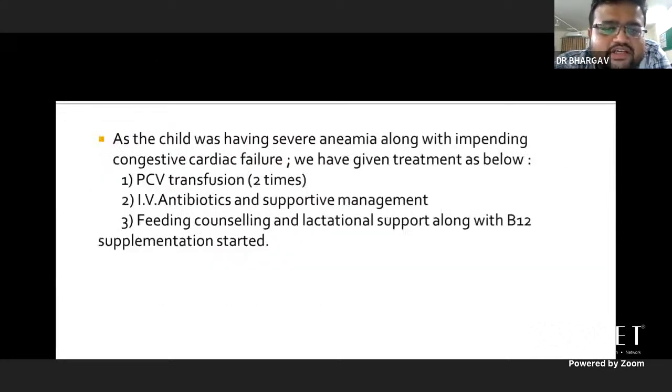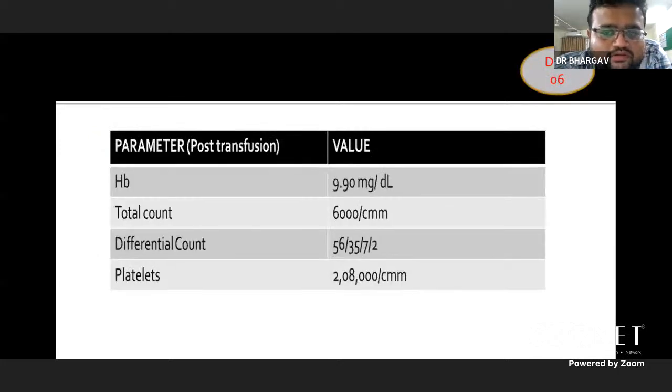As the child was having severe anemia along with impending congestive cardiac failure, we have given the treatment as below. 2 PCV transfusions were given. IV antibiotics and supportive management were also given. Feeding counseling and lactational support along with B12 supplementation was started.